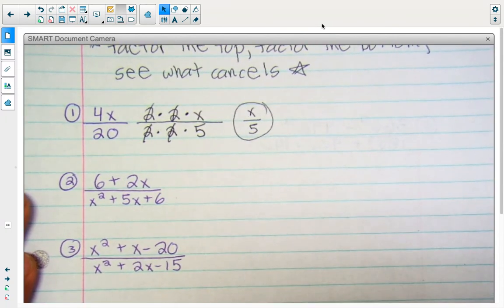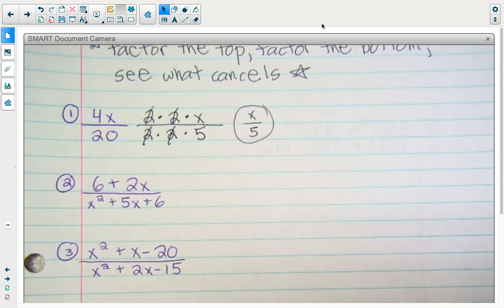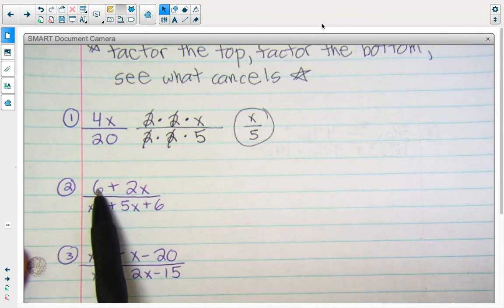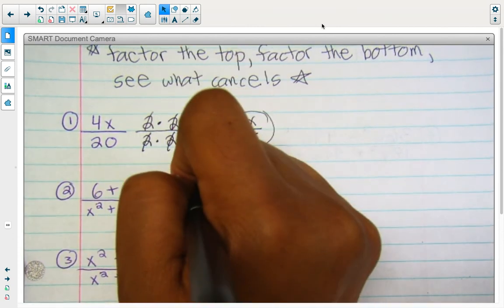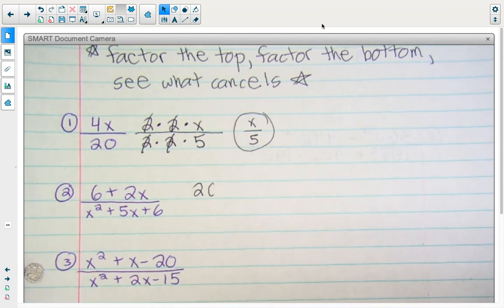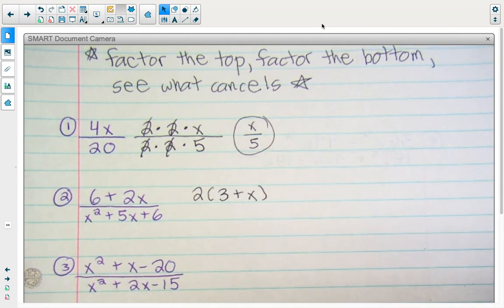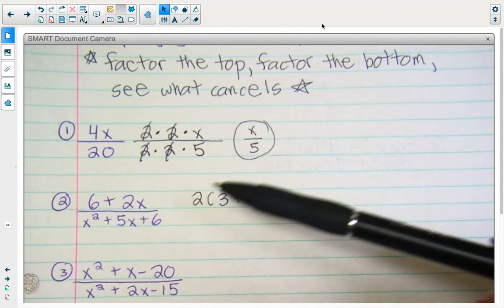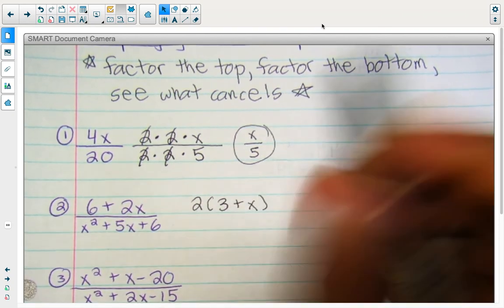So I have several examples that we're going to be doing today to refresh our memory with factoring because there is a lot of factoring involved with this. Number 2, pull out your greatest common factor. That's your first step when you do any kind of factoring. My greatest common factor is 2. Left over, I have 3 plus x. The great thing with factoring is that you can check yourself by just multiplying it back out. 2 times 3 gives me 6, and 2 times x gives me 2x.